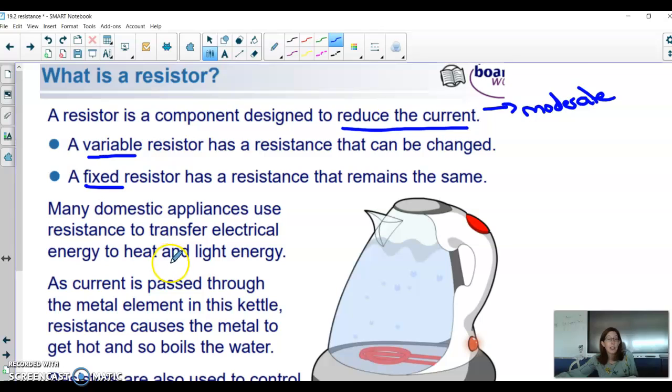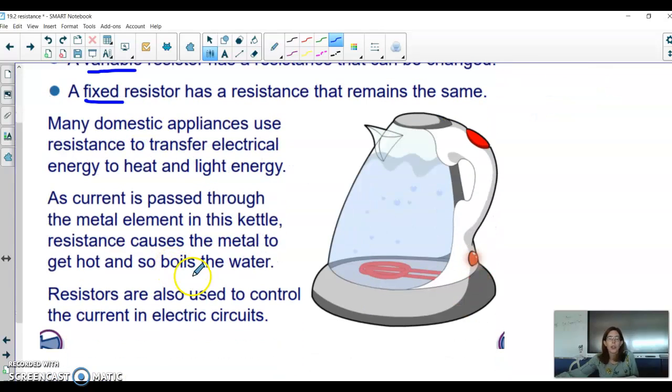Many appliances use resistance to turn electrical energy into heat and light energy. For instance, this coil here in this kettle, or the same thing that you would see in your toaster oven, where you see the elements glowing hot, that is happening because it has very high resistance, which makes it get hot, and therefore you can convert that energy into thermal energy, and you can make the water hot, or you can toast your bread, or whatever it is you might want to do.